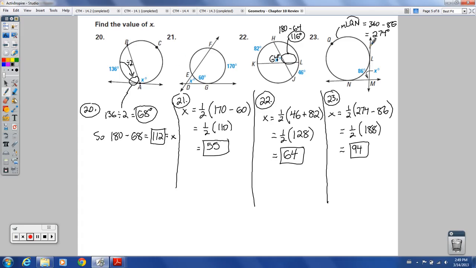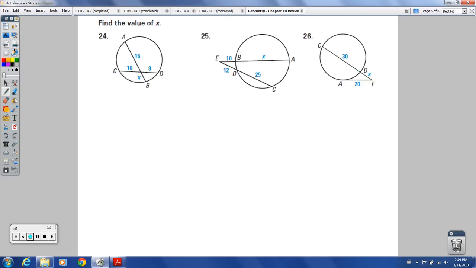And if I look at all those, if the picture was drawn reasonably, these should be reasonable looking answers. I would say these appear to be drawn to scale pretty well. So this seems reasonable, 55 degrees for that angle. This seems fairly reasonable right there, that could be 64 degrees, and 94, just a little bigger than a right angle. Seems legit. Okay, so let's move on to the next batch of questions here.